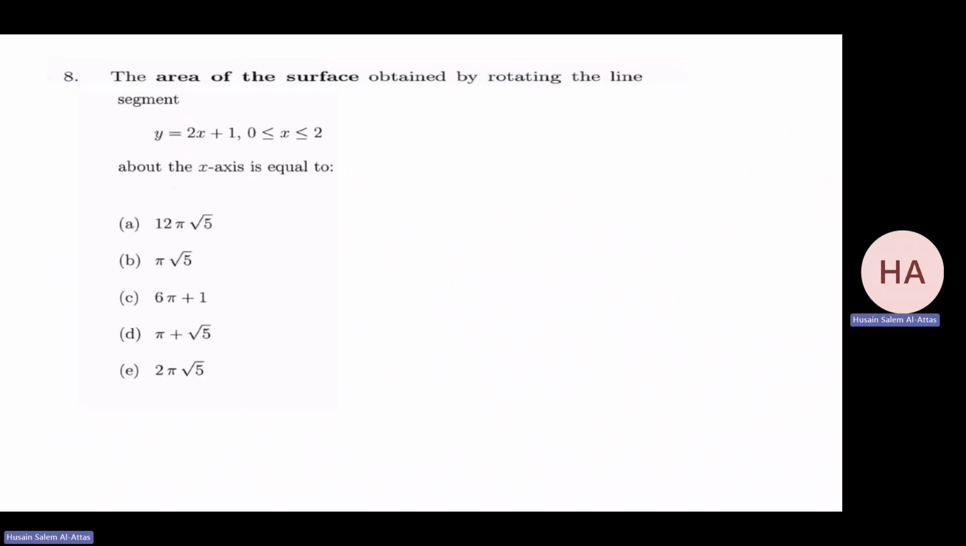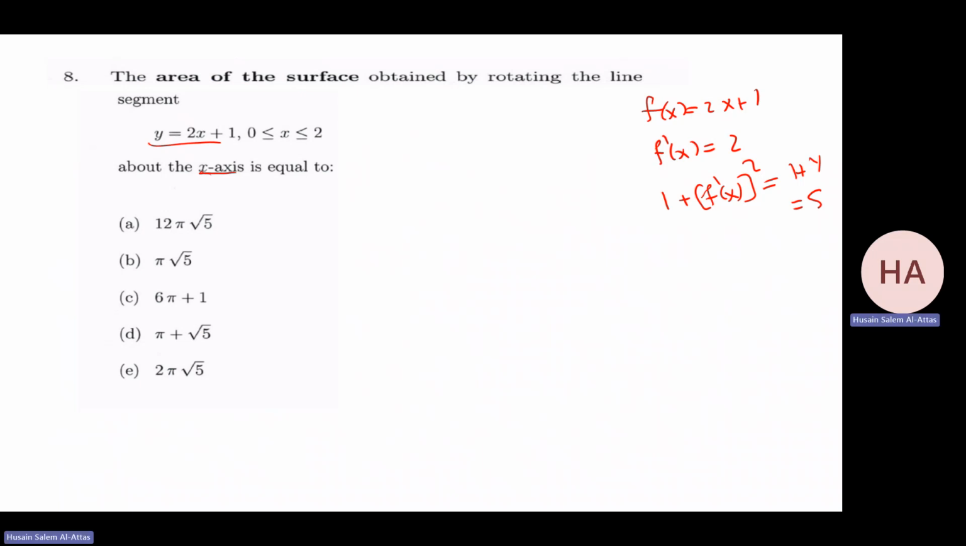The area of the surface for this function. We're taking the line segment about the x-axis. About what? The x-axis. Okay. So I have f of x is 2x plus 1. F prime is 2. 1 plus f prime squared. It will be 1 plus 4, which is 5.